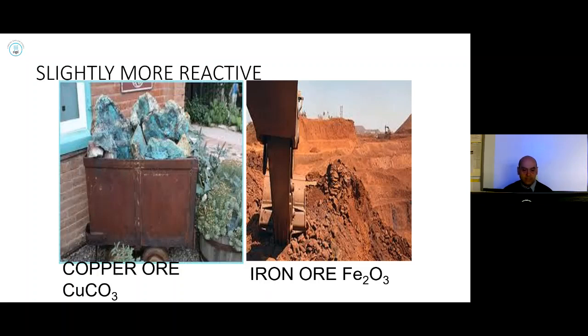So we've got an ore here. This is copper ore. You can see the green colour of the copper. The actual ore is called malachite. And here we've got iron ore, and you can see the characteristic colour of iron, this reddy brown colour that we associate with rust, iron oxide.